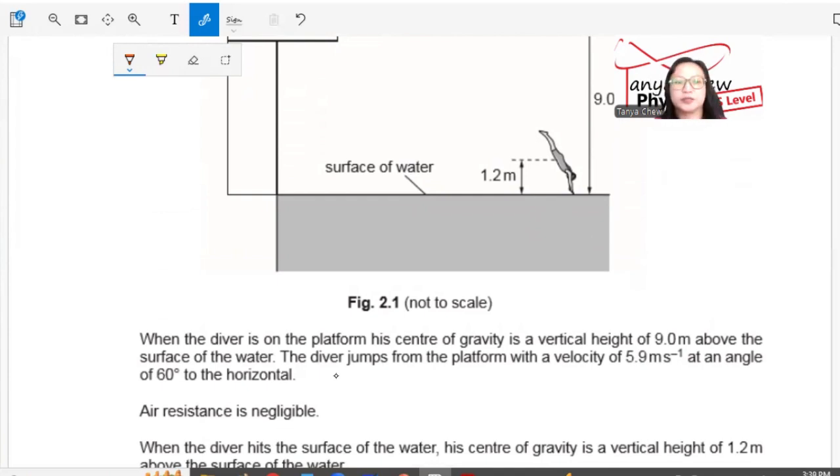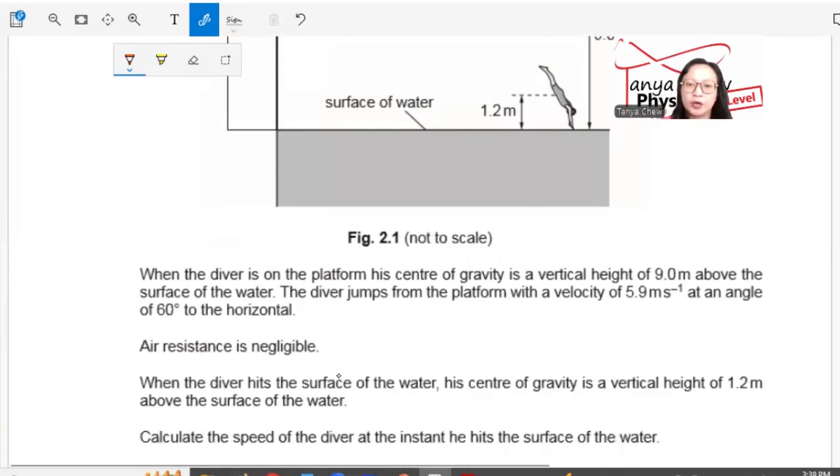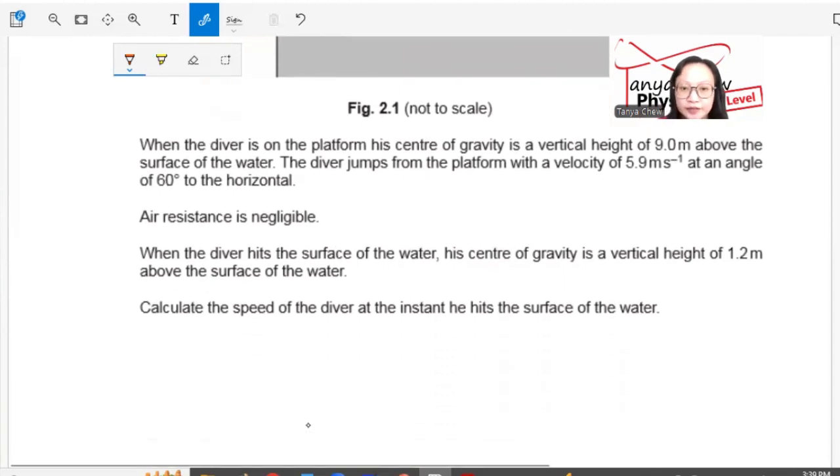That is good news. When the diver hits the surface of the water, his center of gravity is at a vertical height of 1.2 meters above the surface of the water. It's given as well on the diagram, on the figure. Calculate the speed of the diver at the instant he hits the surface of the water.